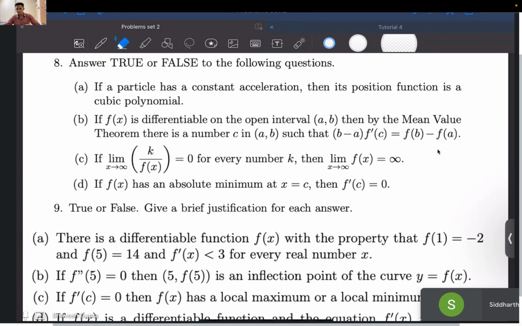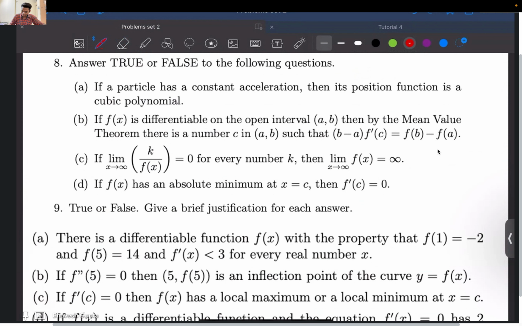So I'll start with question number 8. This question is based on true or false. Part A basically asks you: if a particle has a constant acceleration, then its position function is a cubic polynomial. So it basically asks, let's say I have an acceleration and that is a constant function, right?